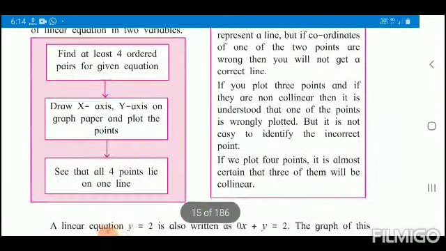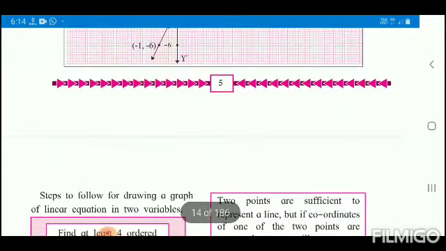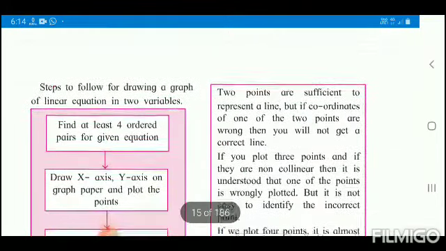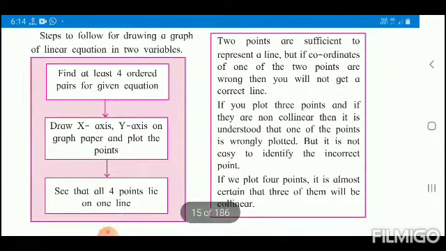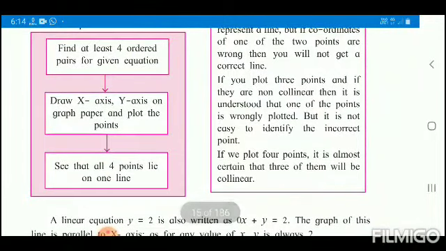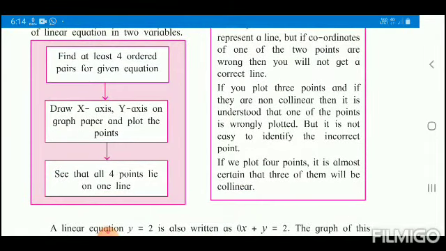In your book they have given the steps. Look here, if you see in the book, first they say find at least 4 ordered pairs of the given equation. Then next you have to draw the x-axis and y-axis on the graph paper and plot the points. Already you have studied this method in standard 9. See that all 4 points lie on one line, meaning those points should be collinear points.